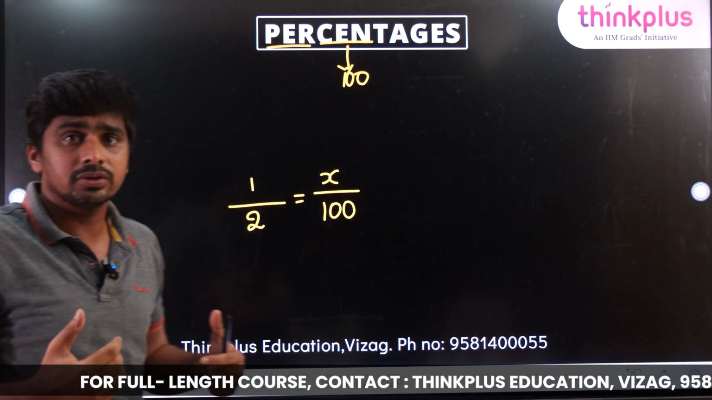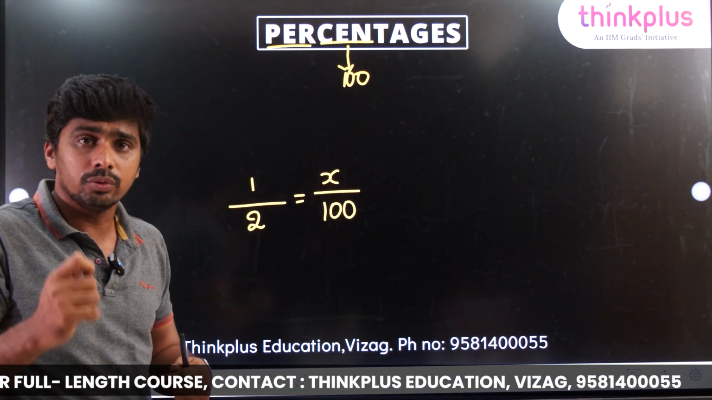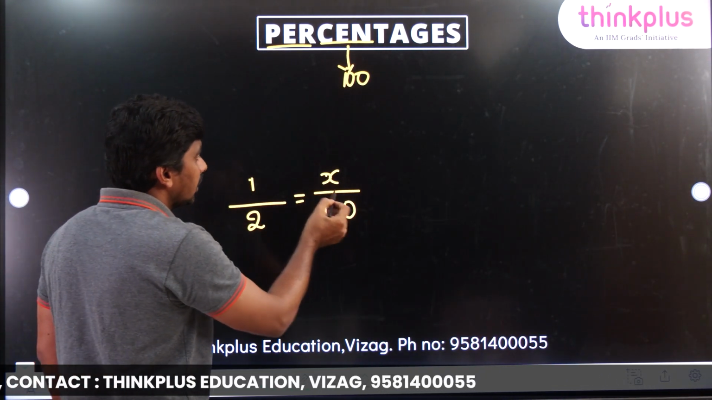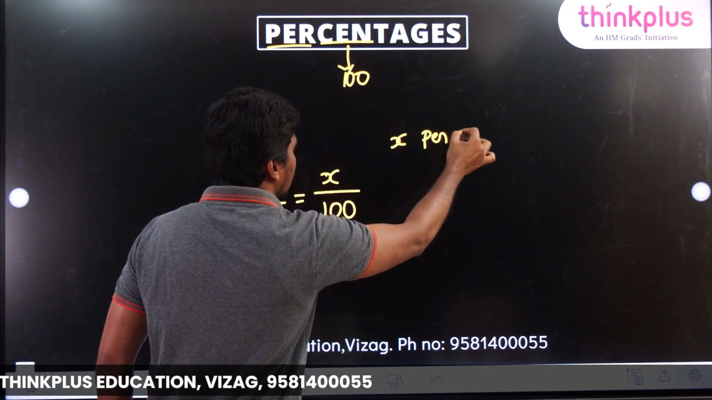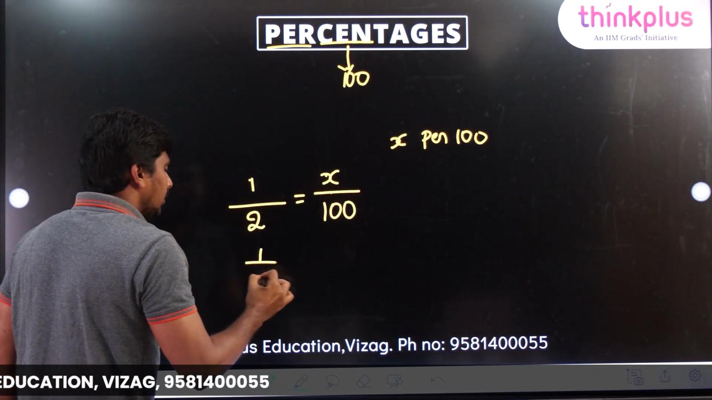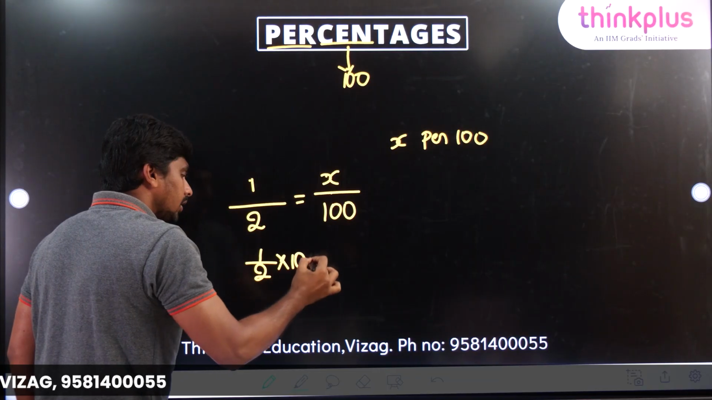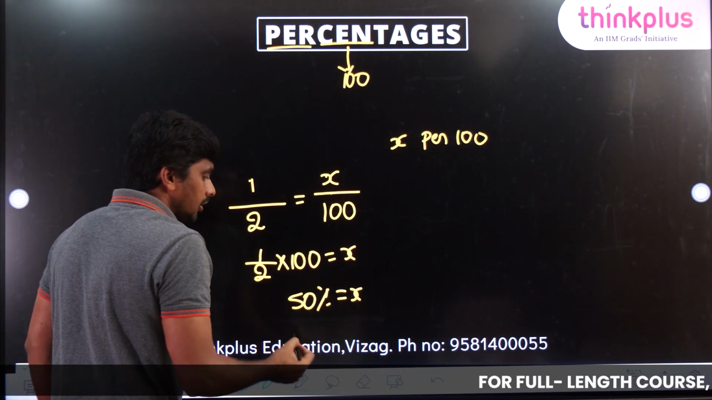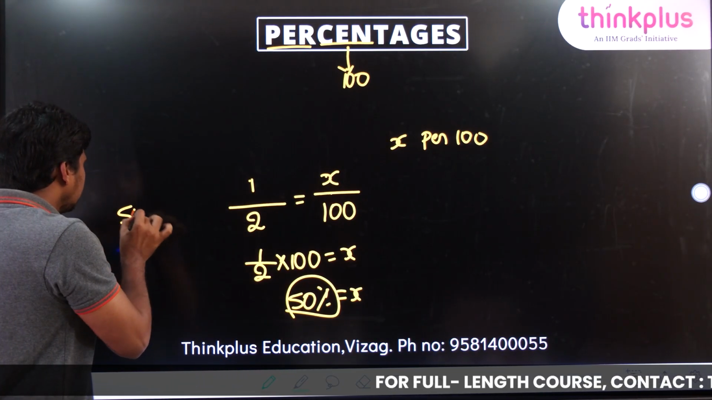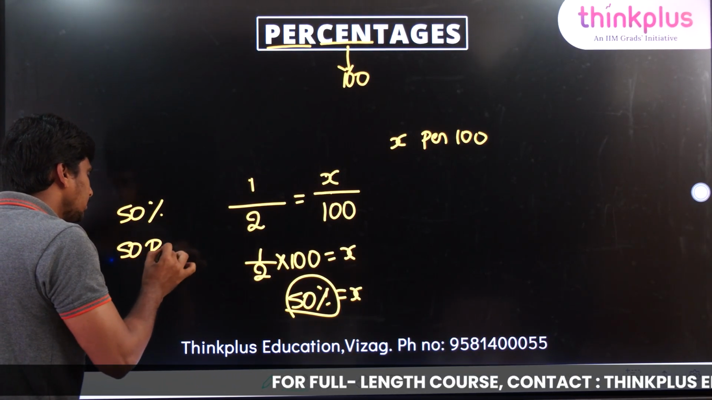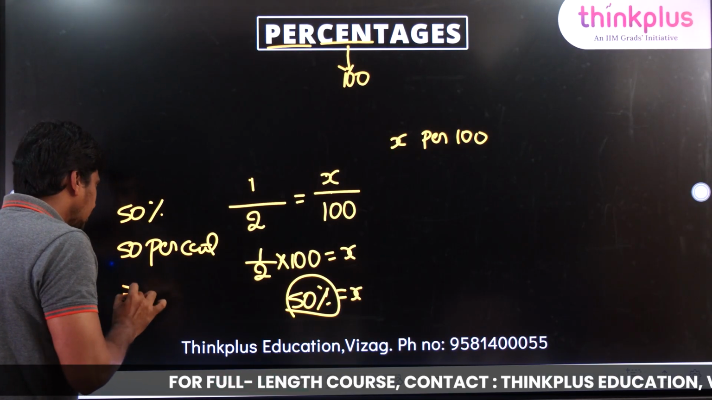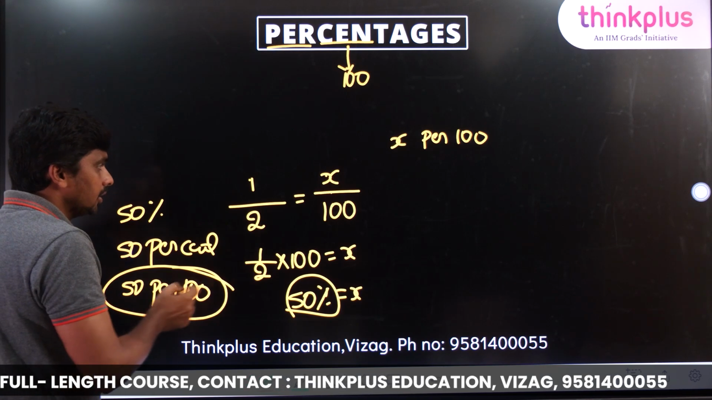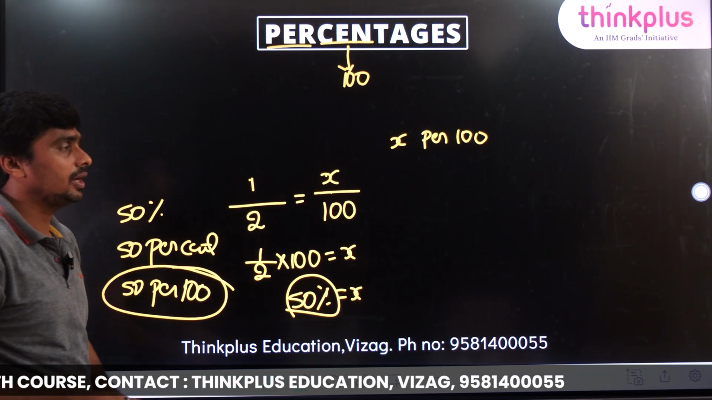So this is the standard process that we are building, and every time we are comparing with only the number 100. So rather than telling 1 per 2, I say x per 100. Now this 1 by 2, this 100 comes to this side, into 100 is equal to x. So 50 percentage is equal to x. When I read 50 percentage, I'm reading 50 per cent, 50 per 100. I'm comparing every time with 100 and telling the answer.